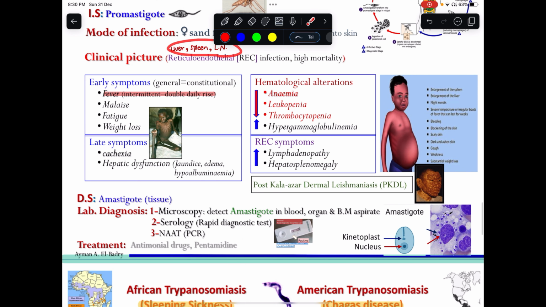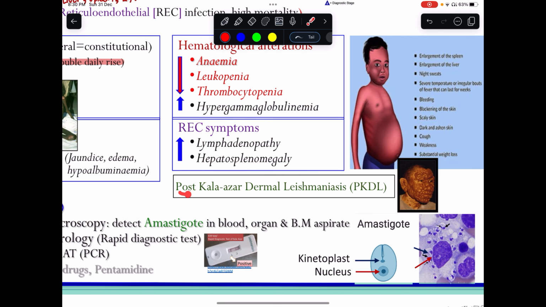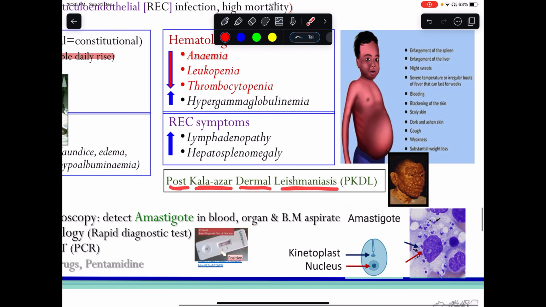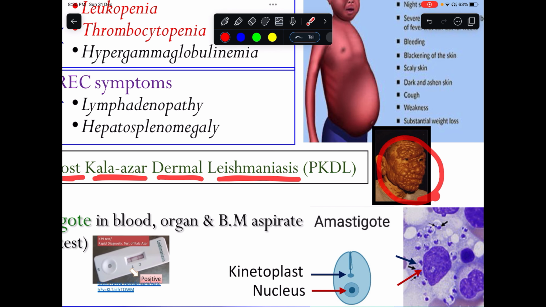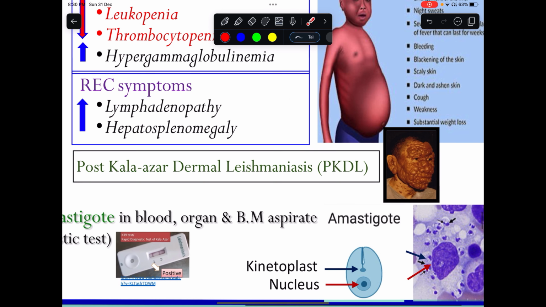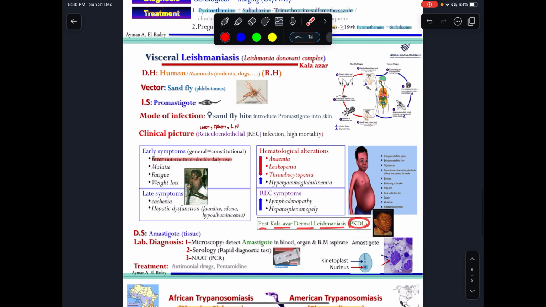We also have this condition, which is post-kala-azar dermal leishmaniasis. And it's basically so many fluid-filled vesicles on the person's face and neck. So post-kala-azar dermal leishmaniasis follows visceral leishmaniasis.